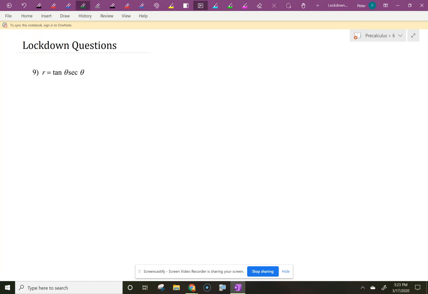Well, the problem is we have only some rules that we can work with, right? We have r cosine theta, which is equal to x, and we have r sine theta, which is equal to y. So maybe those would be helpful, but look at that. We got a bunch of tangents and secants. Let's fix them. So tangent we know is sine over cosine, and secant is 1 over cosine.